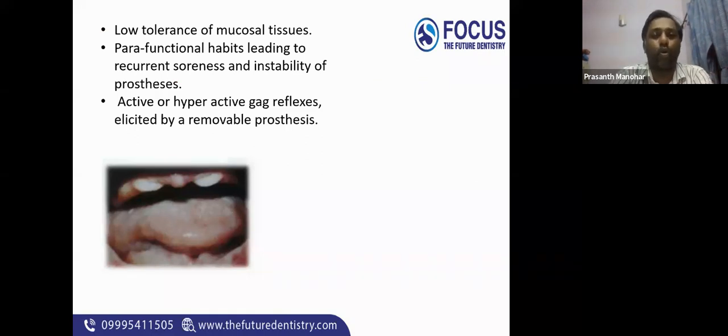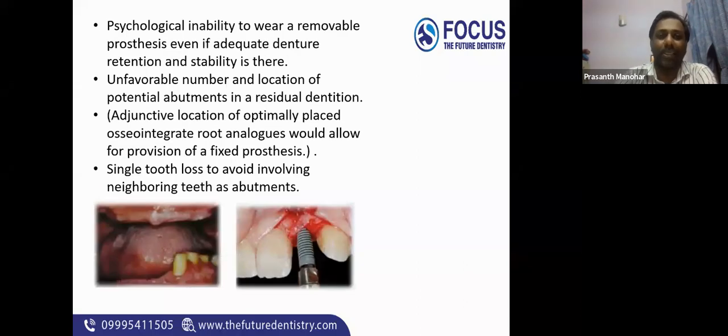Low tolerance of mucosa, that means the mucosa of the patient has less tolerance to the occlusal load, so you'll have to go for an implant supported prosthesis. Patients with parafunctional habits, which lead to recurrent soreness or instability of the prosthesis. Patients with gag reflex, who cannot adjust to a removable prosthesis. Understood? So these are the indications.